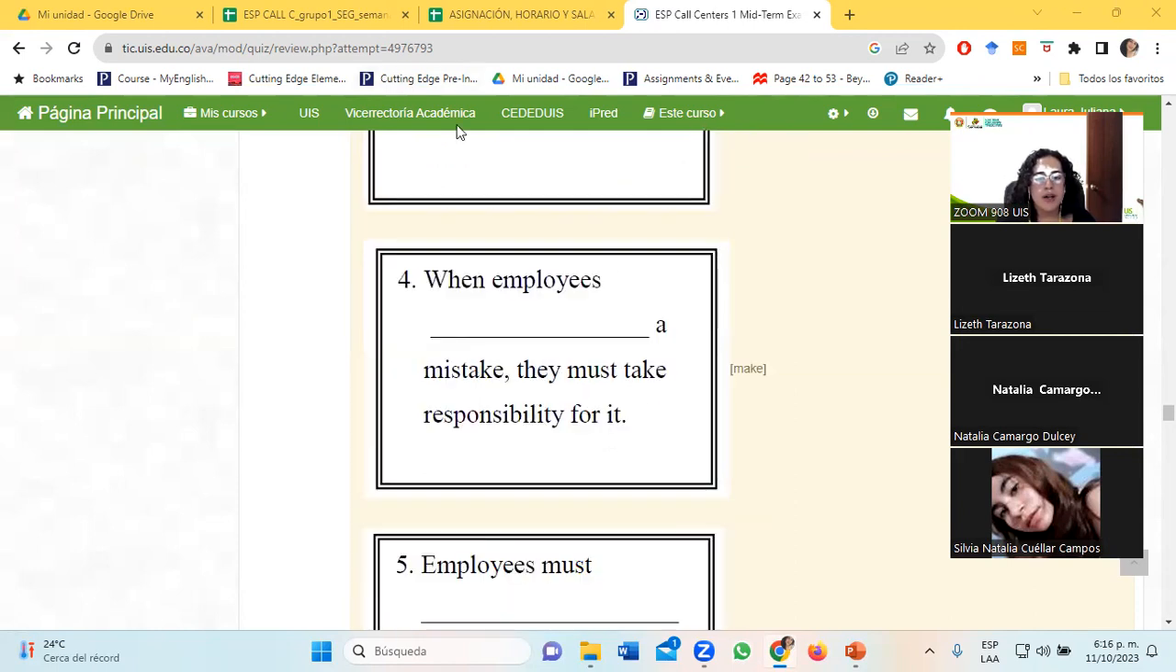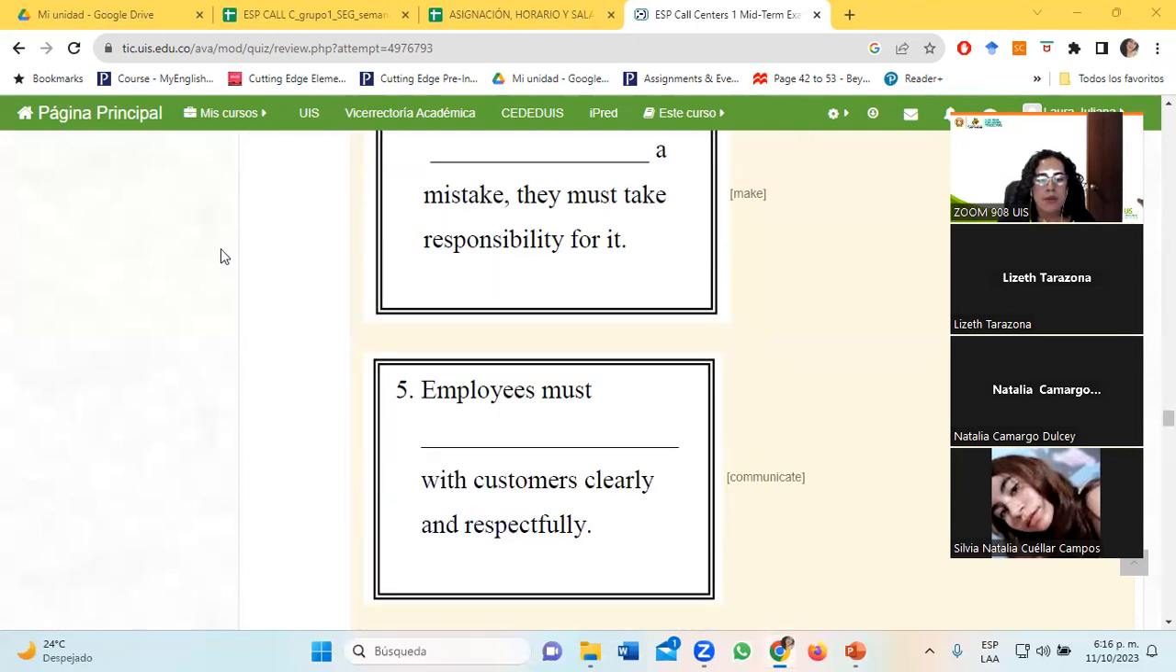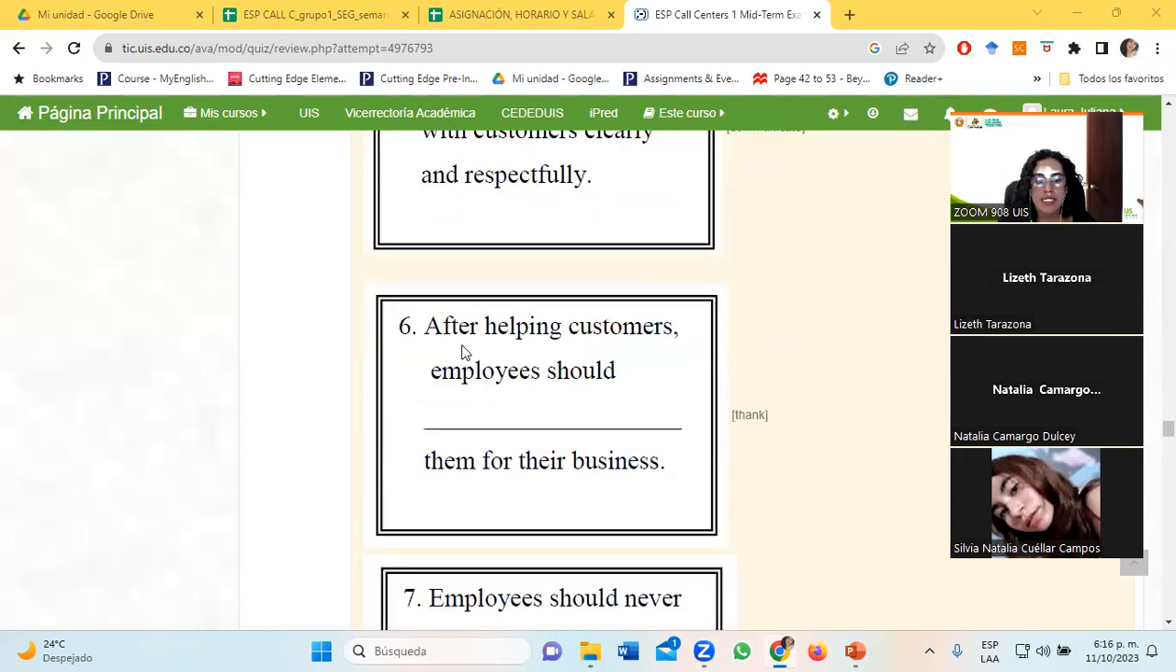Number 4, when employees make a mistake, they must take responsibility for it. Okay, this is very, very important. Number 5, employees must communicate with customers clearly and respectfully. 6, after helping customers, employees should thank them for their business, right?